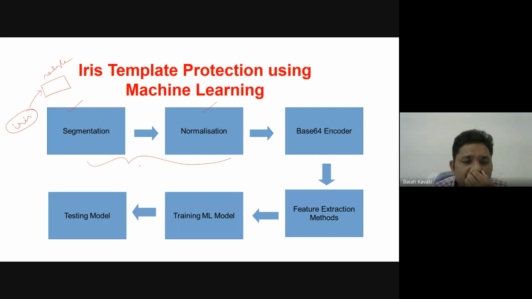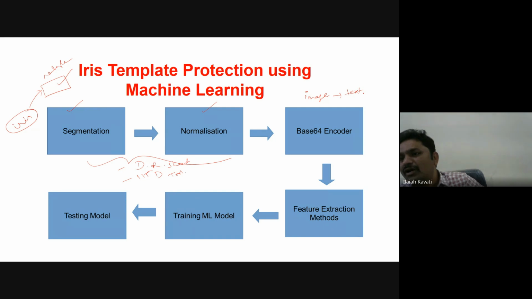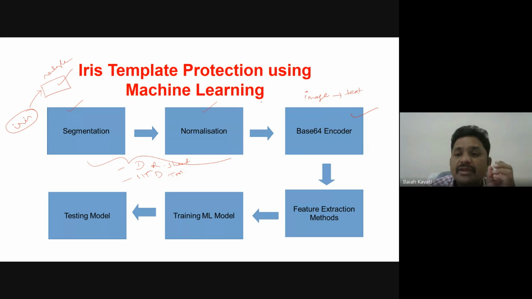Ready-made tools are available. This is the rubber sheet model, Daugman's rubber sheet model. Nowadays people are also using the IIT Delhi tool. They developed a tool to do this segmentation and normalization, and they named it IIT Delhi. Then this image, whatever we have, we will convert into text. This is the main contribution here: image to text, using a method called base64 encoder. How we convert that, I will show in the coming slides.